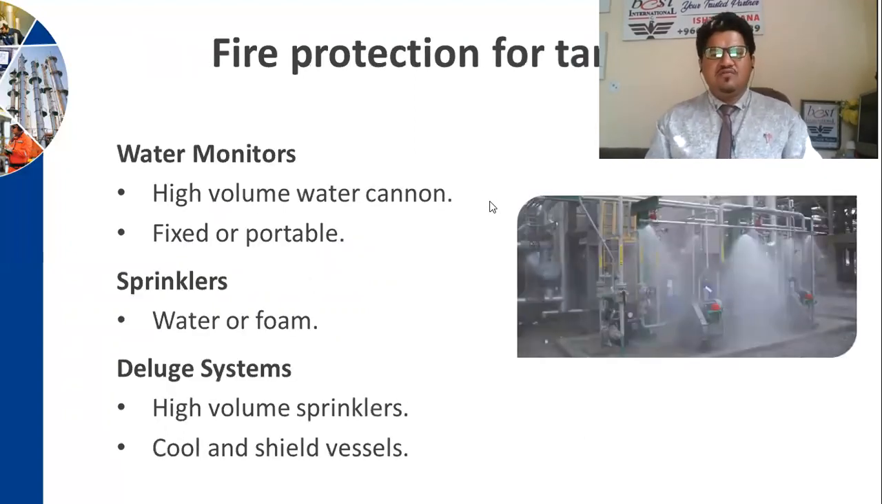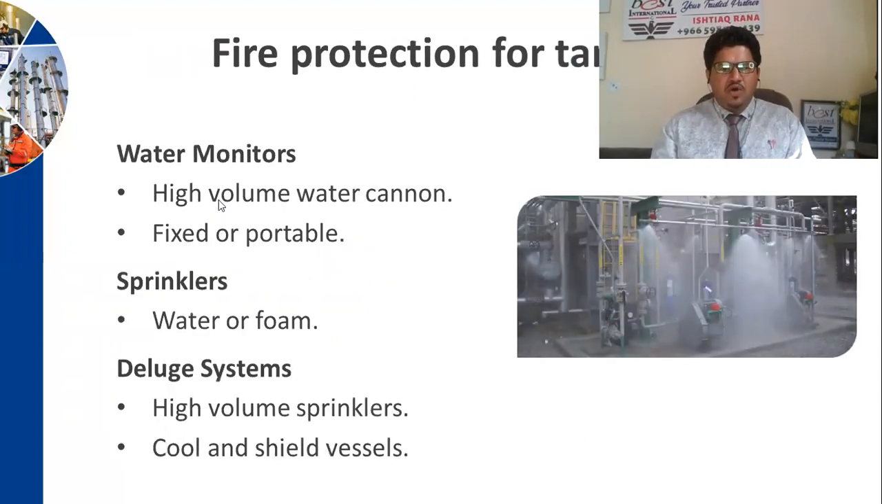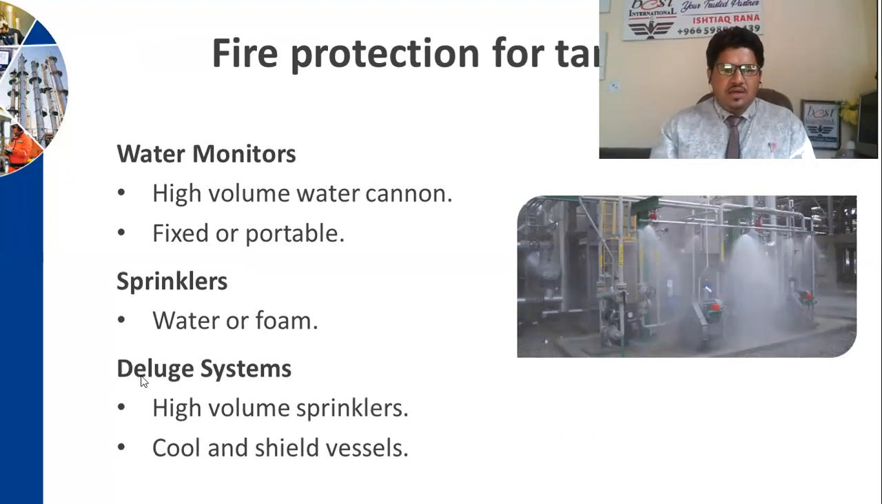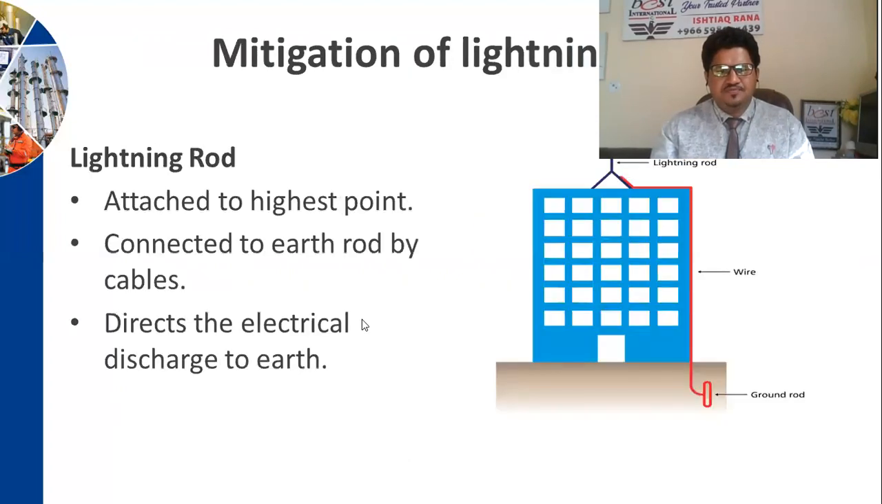Fire protection for tank farms includes water monitors, high volume water cannon, fixed or portable, and sprinklers. Again, we need to build everything in during the design phase. A deluge system, with high volume sprinklers, cools and shields the tank.